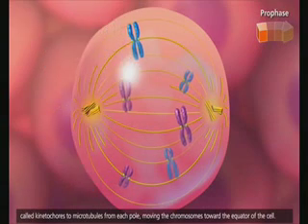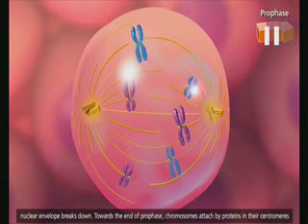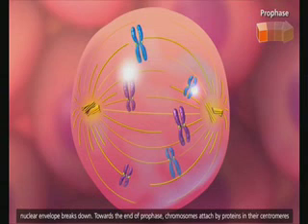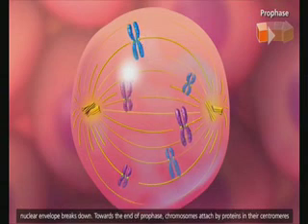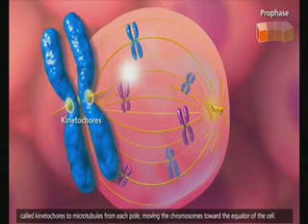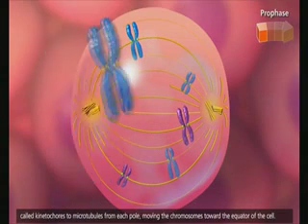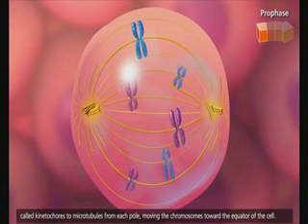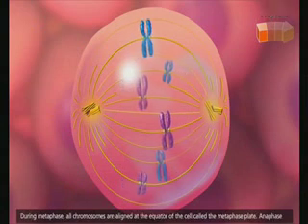Right. So now you can see how the spindle fibers are attaching to the central portion called the centromere. The movement phase.